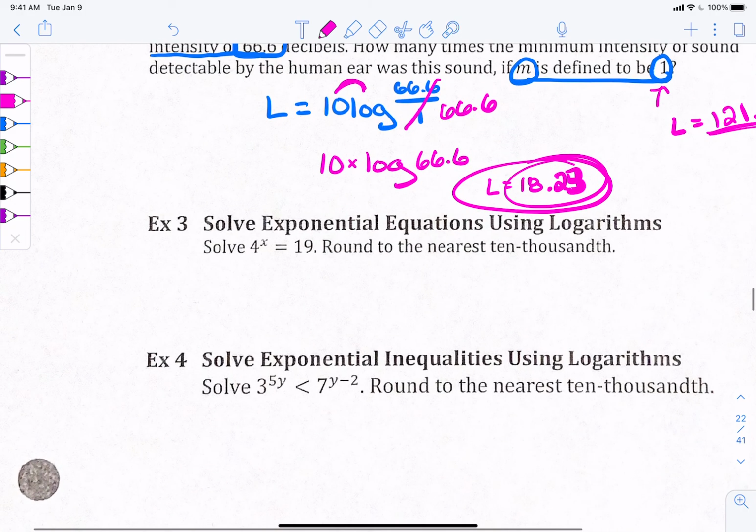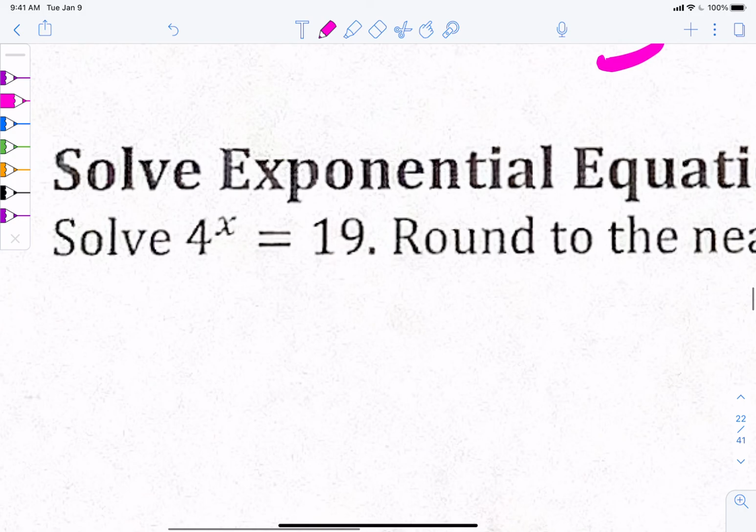We have 3 examples left. Example 3 says 4 to the x power equals 19. That looks really short and quick. Okay, nope, we can't divide by 4 because it's 4 to the x power, not 4 times x. It's 4 to the x power.